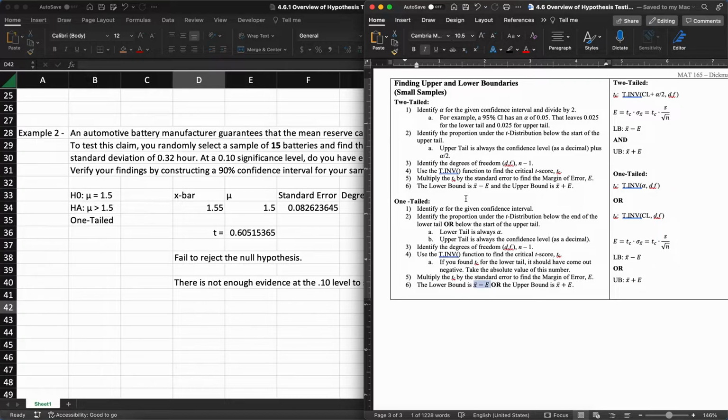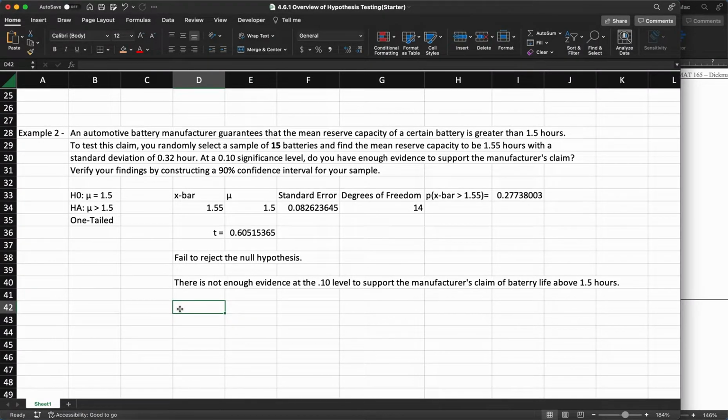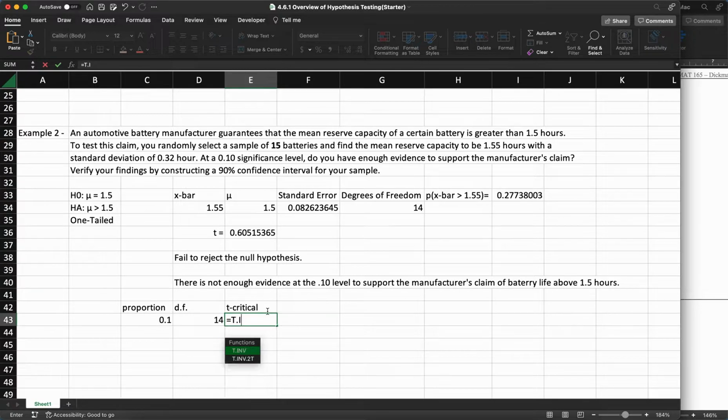Notice the steps up here are things that we've already done, and we did in the last example as well. But basically, I have to identify my proportion, which for a one-tail test, talking about the lower tail, is just going to be my alpha value. So that's going to be 0.10. I need to know the degrees of freedom, which I already know. That's df, and that's 14. And that's all I need to find my critical t-value. So t critical is going to be t.inv. And the only two things we need are the probability and the degrees of freedom. And that gives me my t-value.